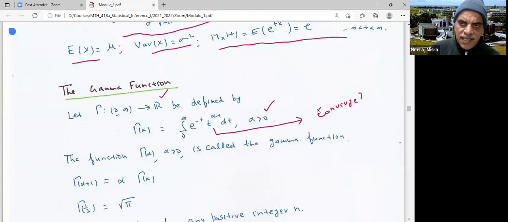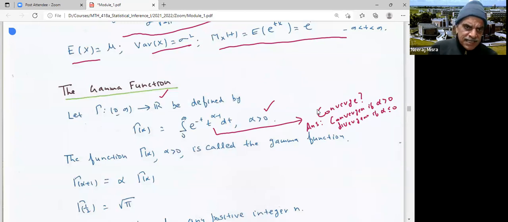It's a basic calculus problem. One can show that this is convergent. The answer is this integral is convergent if alpha is greater than 0. In fact, for alpha less than or equal to 0, this integral is divergent. So that means this definition makes sense, because since this integral is convergent, it will have a fixed value. I define that as gamma alpha. The function gamma alpha is called the gamma function.